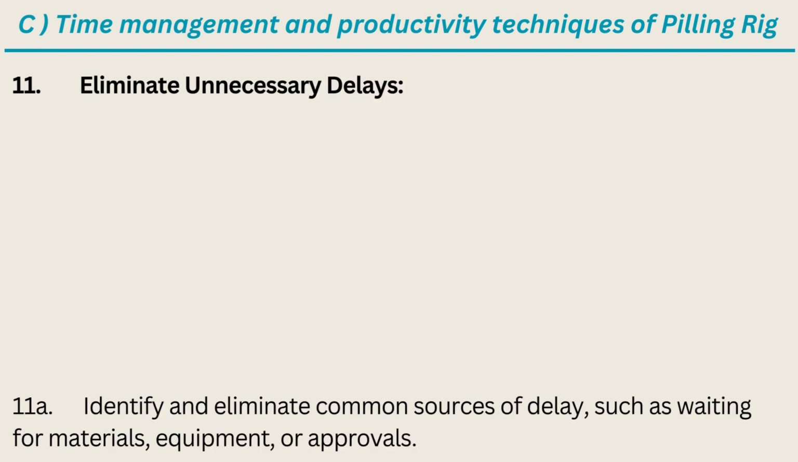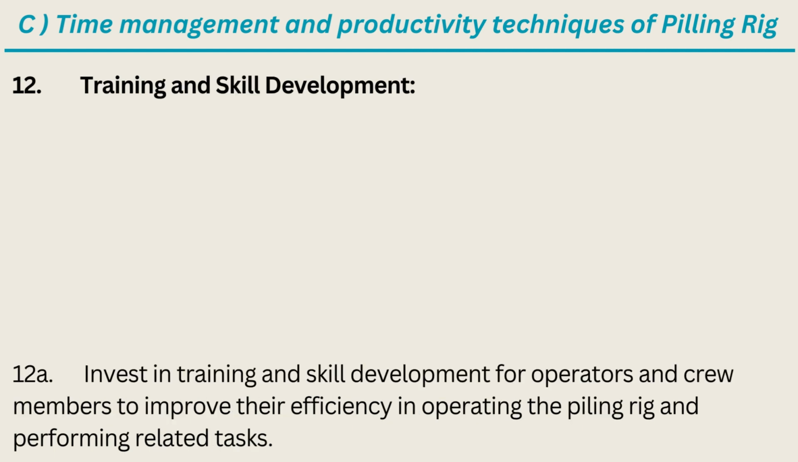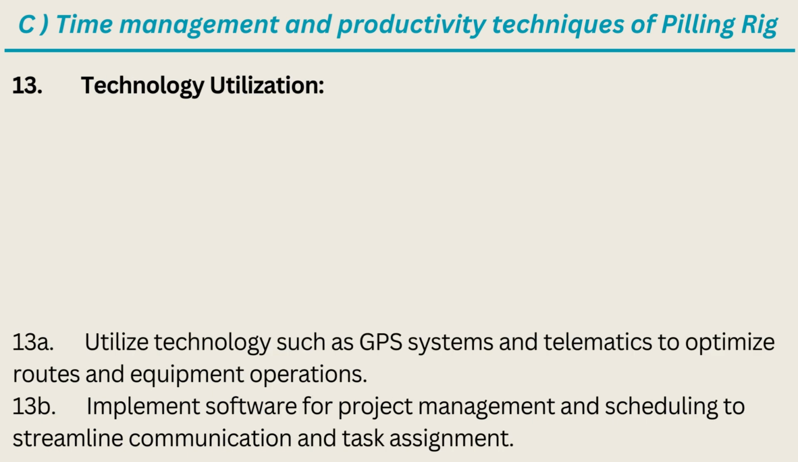11. Eliminate unnecessary delays. 11A. Identify and eliminate common sources of delay, such as waiting for materials, equipment, or approvals. 12. Training and skill development. 12A. Invest in training and skill development for operators and crew members to improve their efficiency in operating the piling rig and performing related tasks. 13. Technology utilization. 13A. Utilize technology such as GPS systems and telematics to optimize routes and equipment operations. 13B. Implement software for project management and scheduling to streamline communication and task assignment.